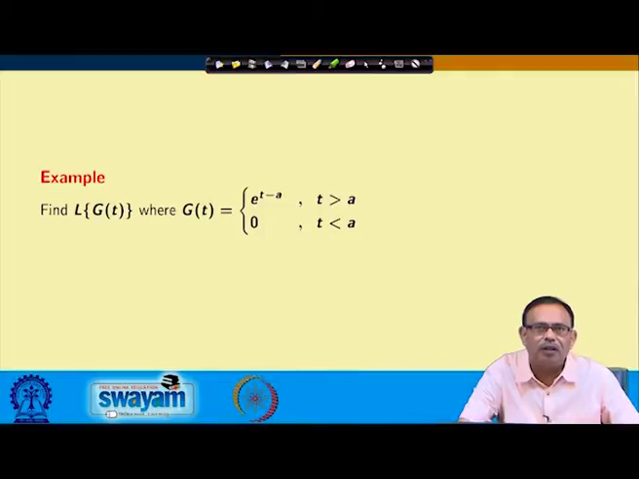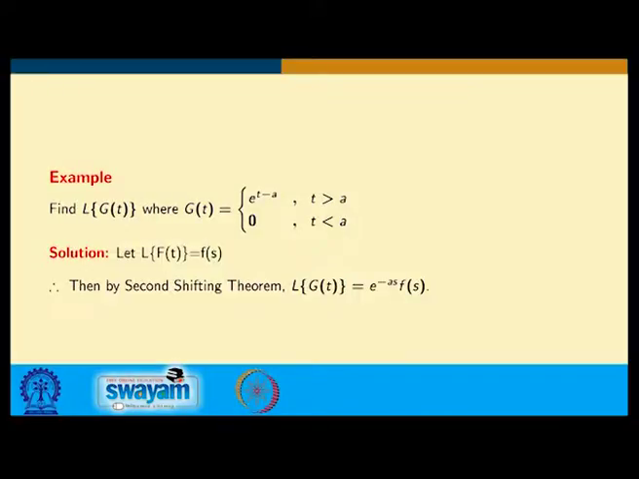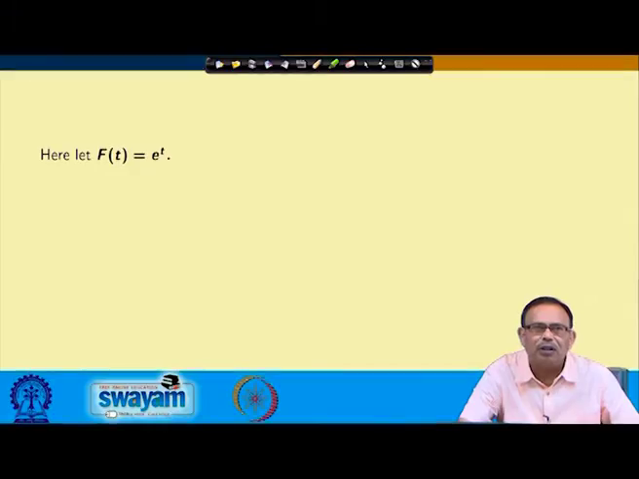Let us see the next example: the Laplace transform of g t, where g t is e power t minus a whenever t is greater than a, and for t less than a the value of the function g t is equal to 0. We are assuming initially that the Laplace transform of f t is F s. Please note this: by the second shifting property, the Laplace transform of g t is e power minus a s into F s.